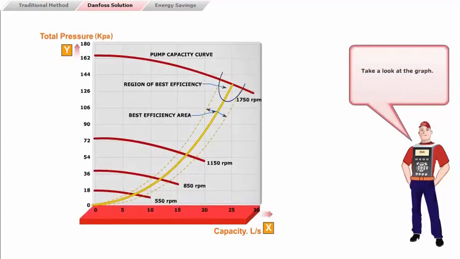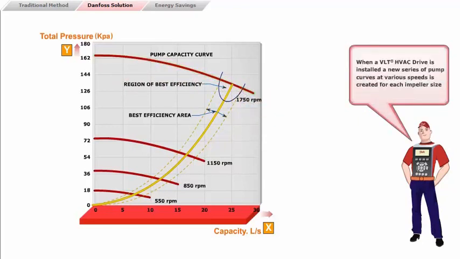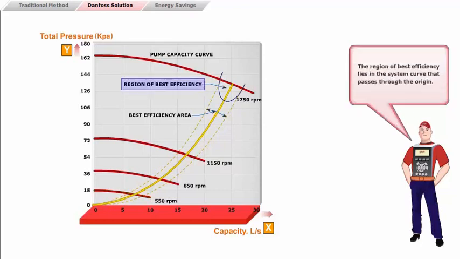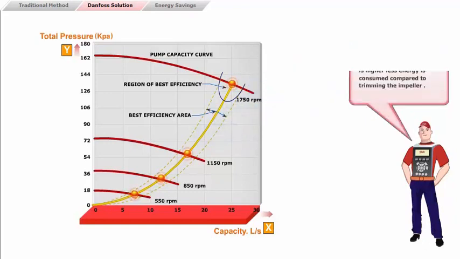Take a look at the graph. It shows the pump best efficiency curve. When a VLT-HVAC drive is installed, a new series of pump curves at various speeds is created for each impeller size. The region of best efficiency lies in the system curve that passes through the origin. As the pump slows down, it moves down the system curve, and the efficiency remains constant at 85%. Because the pump efficiency is higher, less energy is consumed compared to trimming the impeller.